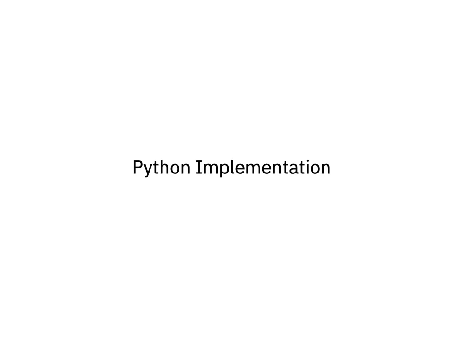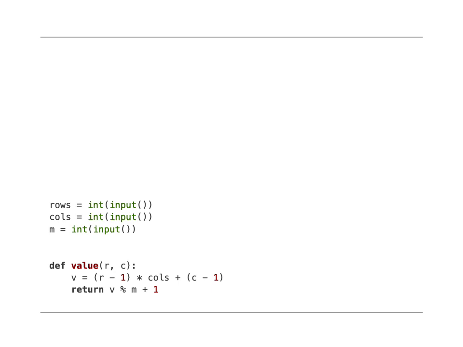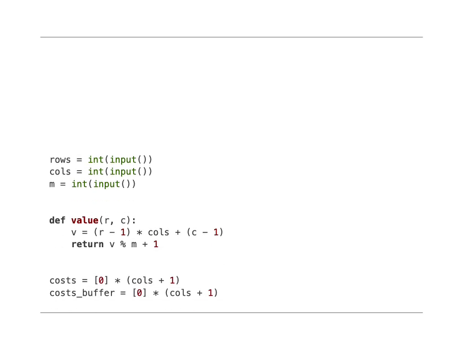Great. Now let's take a look at how this could be implemented in Python. First, we read in the number of rows, columns, and the period of the repeating pattern from the input file. Here is the function that calculates the value in a cell at row R and column C. Here we create the two arrays that we need, one to store the updated costs and one to store the intermediate buffer values.